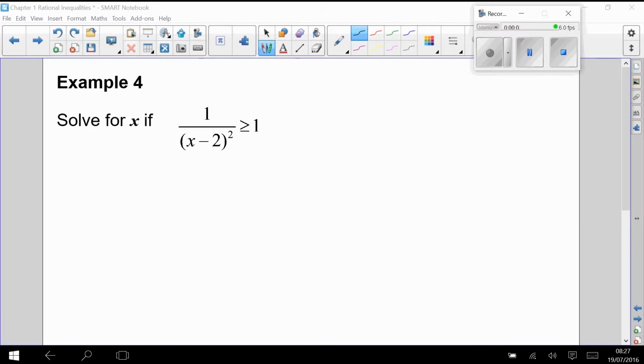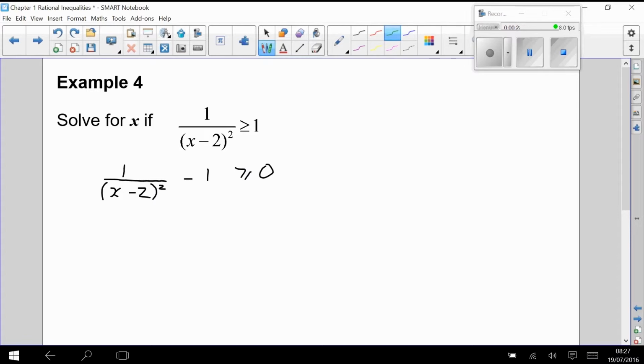Let's do example 4 together. In this example, you can see that there is a 1 on the right-hand side, and as I want all my information on the left-hand side, I'm going to take that over first. In other words, I'm going to have 1 all over x minus 2 squared minus 1 is greater than or equal to 0.